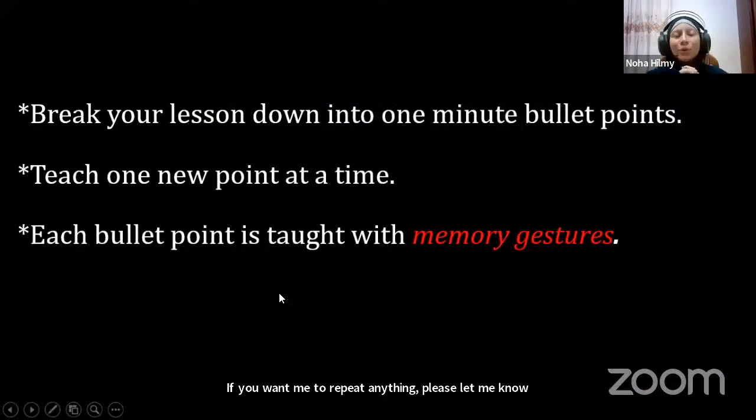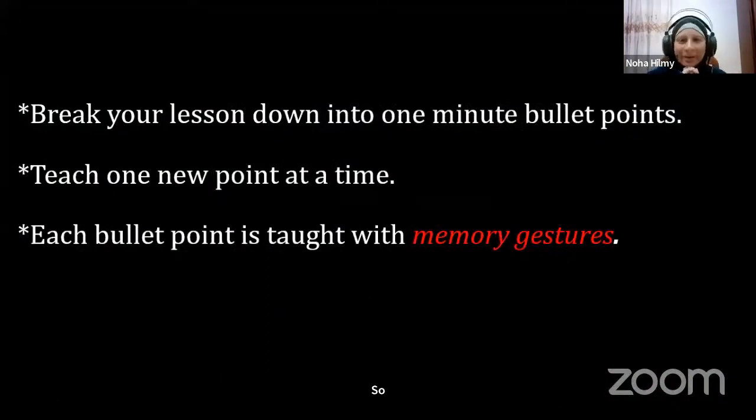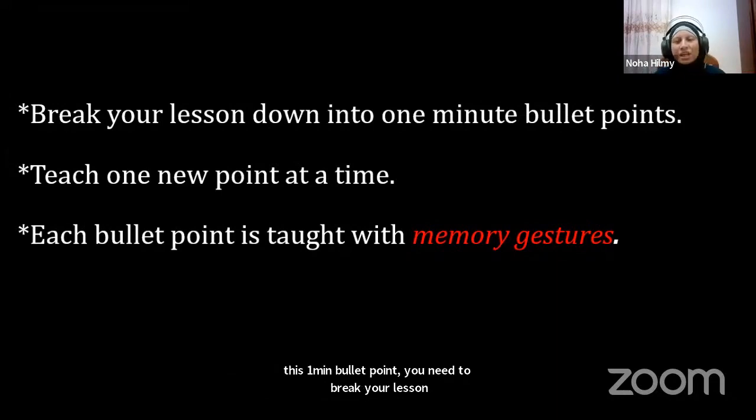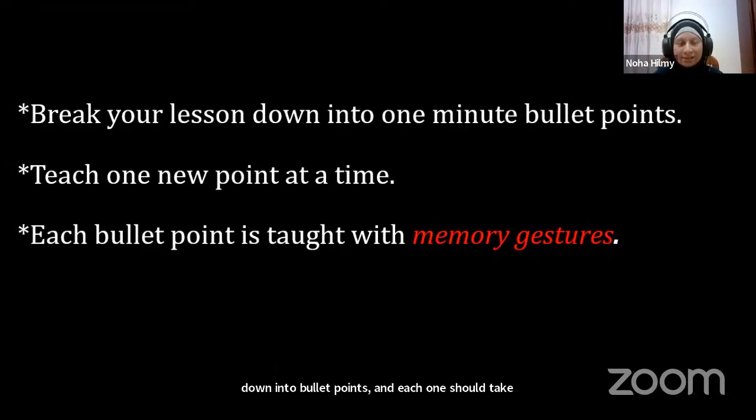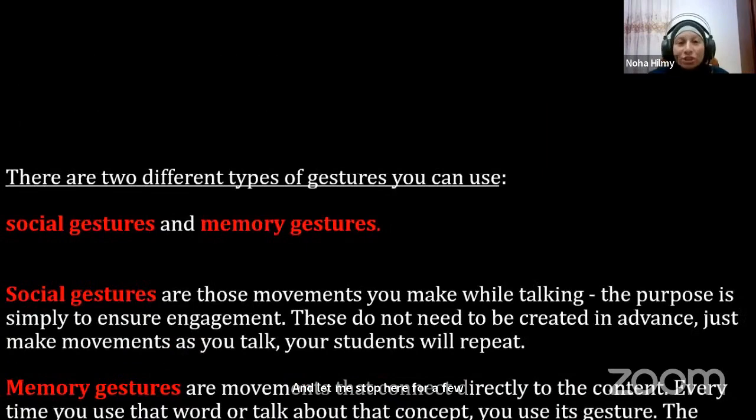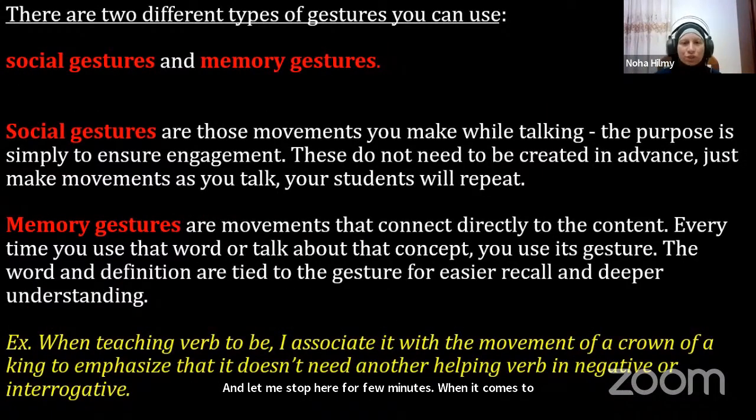So in order to prepare yourself for this 1-minute bullet point, you need to break your lesson down into bullet points, and each one should take 1 minute in teaching it. Number 2, you need to teach 1 point at a time, and each bullet point should be taught with what we call memory gestures. And let me stop here for a few minutes. When it comes to gestures, we have 2 types of gestures. We have the memory gestures, and we have the social gestures.